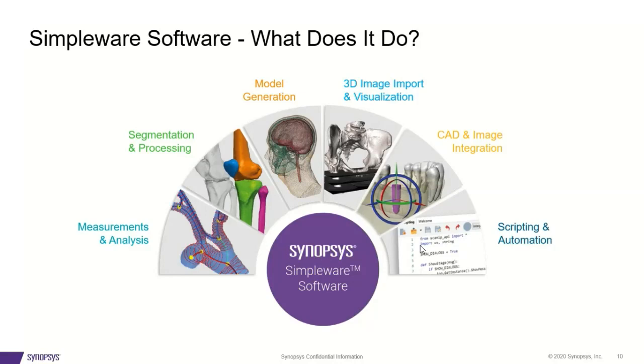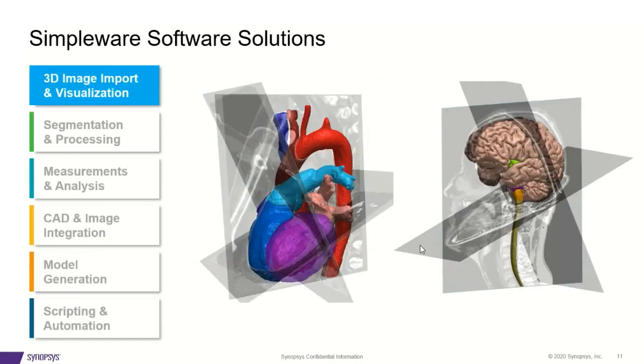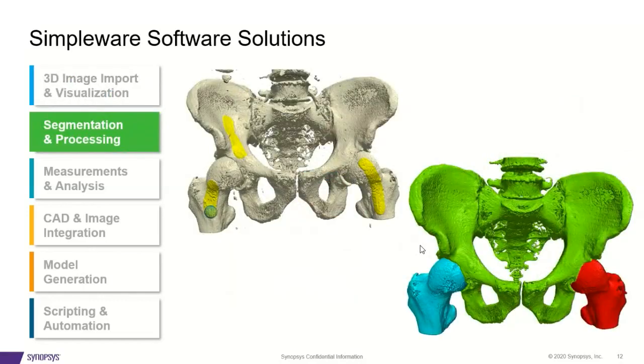So these are all the different areas where the software can help you going from the image to the model. Getting a little deeper, looking at 3D image import and visualization, this is where you can import the stack of DICOM data, which is typically the type of clinical data used, where you can visualize your model, do things like volume rendering and things of that nature, and do basic image processing.